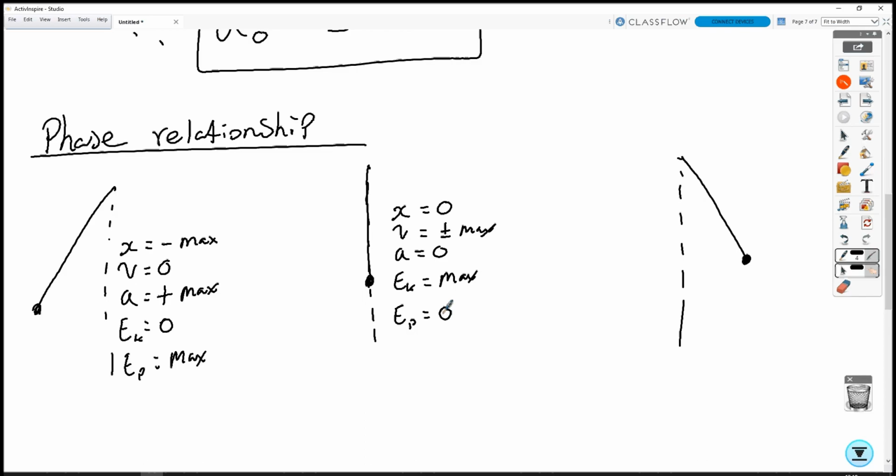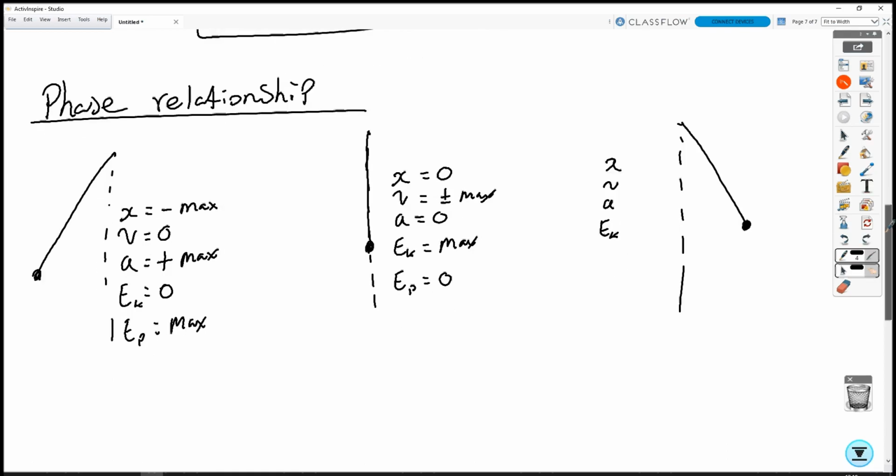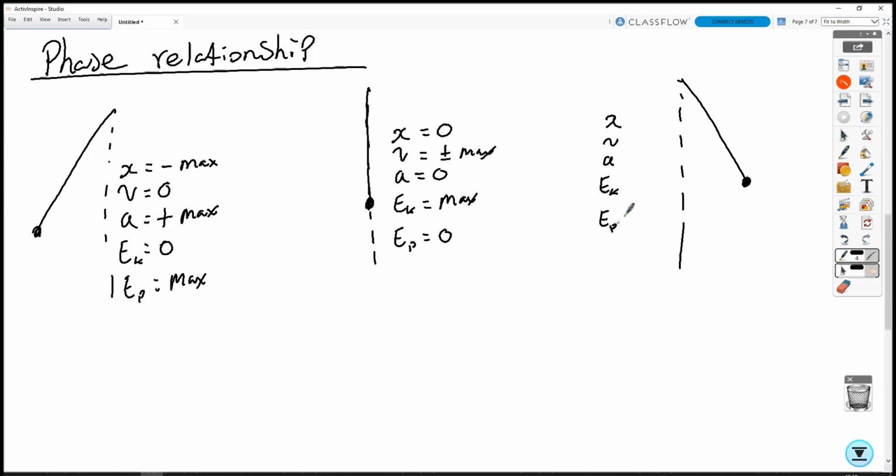And then finally, on the right hand side, we've got x, v, a, Ek, and Ep. And this is a symmetric system. So it's going to be the same as the left-hand side, but all the values will be flipped over. So negatives become positives, positives become negatives. So x is going to be plus max, v is still 0, a is minus max, Ek is 0, and Ep is max.